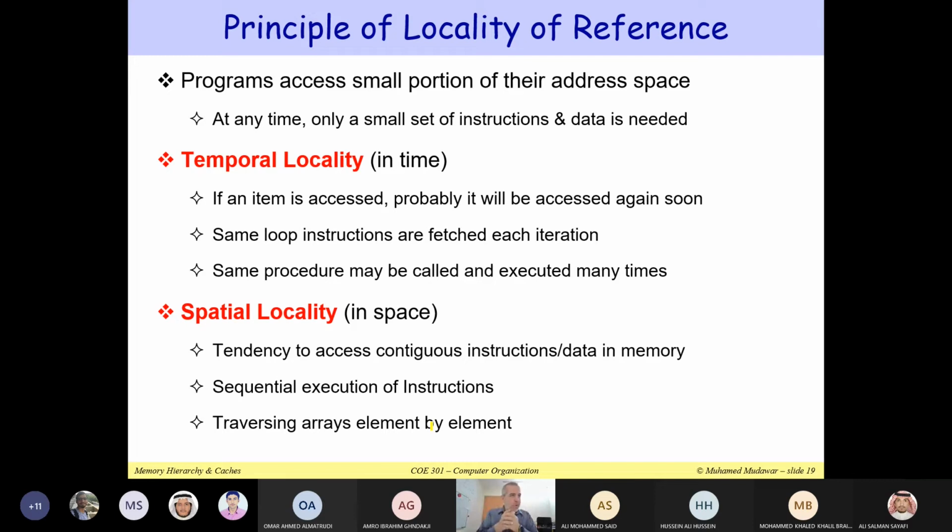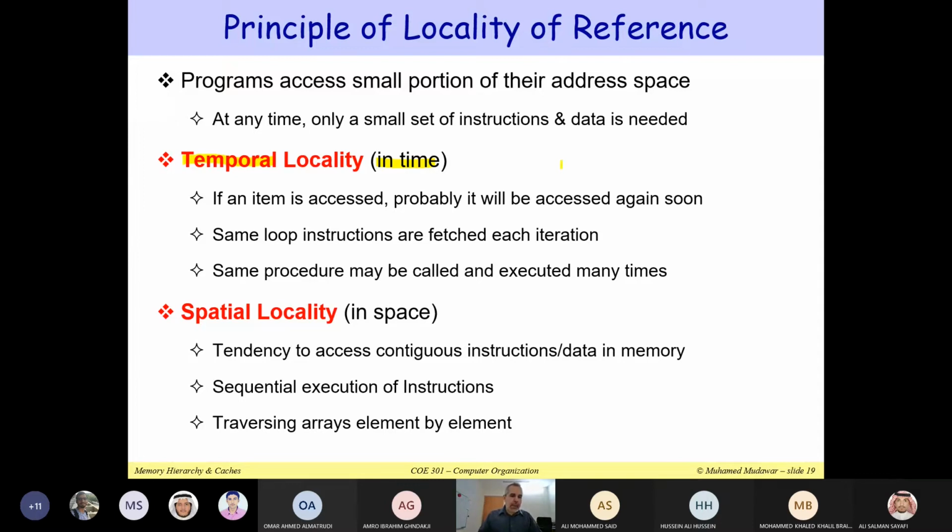And we have two different types of localities. We have locality in time, which is called temporal locality. So this means that if an item like an instruction is accessed, then the program is going to re-access the same instruction again in the future. There is this kind of tendency. For example, if you have a loop and you fetch an instruction inside the loop, then the loop is going to repeat for more iterations, and the same instruction is going to be re-accessed again in the future. This is known as temporal locality.